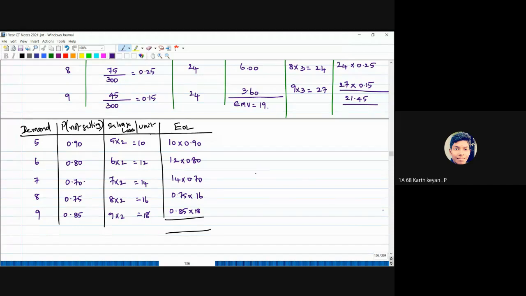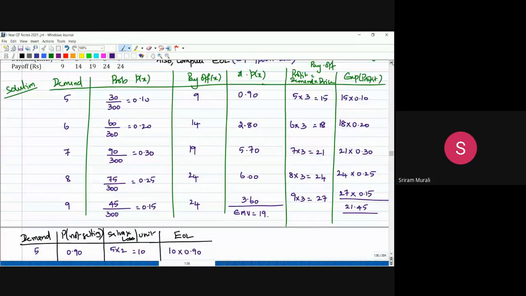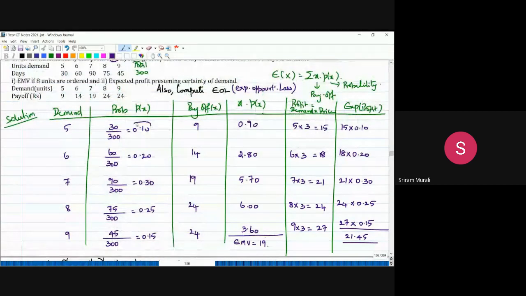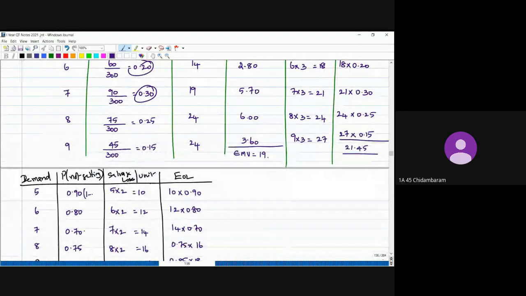Yes, sir. Sir, can you explain the probability of not getting? Probability of not getting a demand, what is the chance? 10%, 20%, 30%. Not getting a demand, is it not 1 minus 0.10? Is it not 1 minus 0.20? Is it not 1 minus 0.30? Okay, sir.